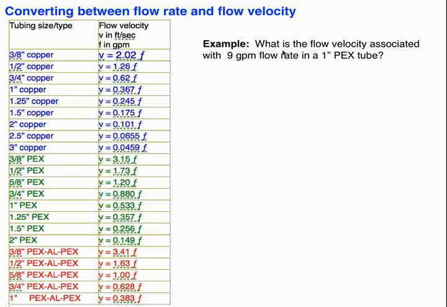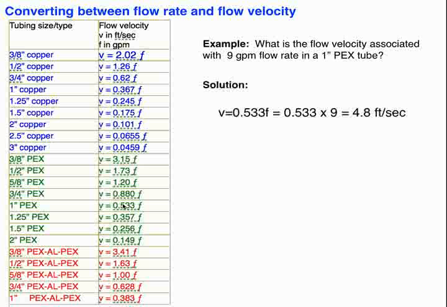Let's say you wanted to know the average flow velocity associated with a flow rate of 9 GPM moving through a 1-inch PEX tube. We come over here for 1-inch PEX, we'd find our formula, and we just substitute in. We just take that number, 0.533, multiply it by the flow rate, and that gives us the flow velocity in feet per second. Again, when you're using any type of formula, you want to make sure you understand the units that are implied in that formula. And in this case, we're using flow rate in gallons per minute and flow velocity in feet per second. And that'll be the case throughout the webinar.